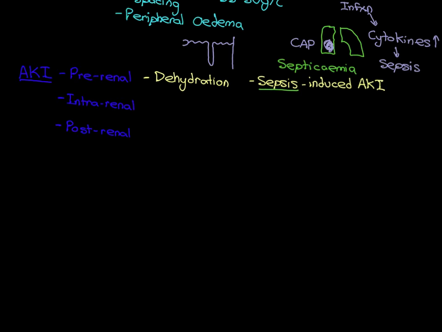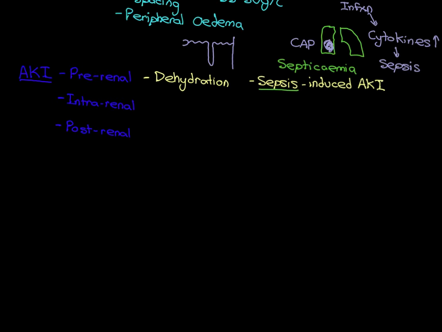And if you get better from the infection, which happens in many cases, your cytokine levels will go down thanks to the miracle of antibiotics. Your cytokine levels will go down and then your renal tubules hopefully will start functioning correctly again and you'll get better. Right, so that's pre-renal done then.